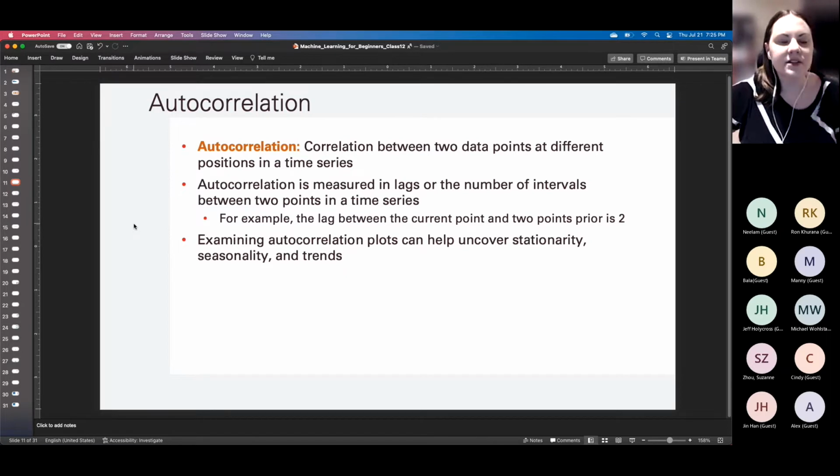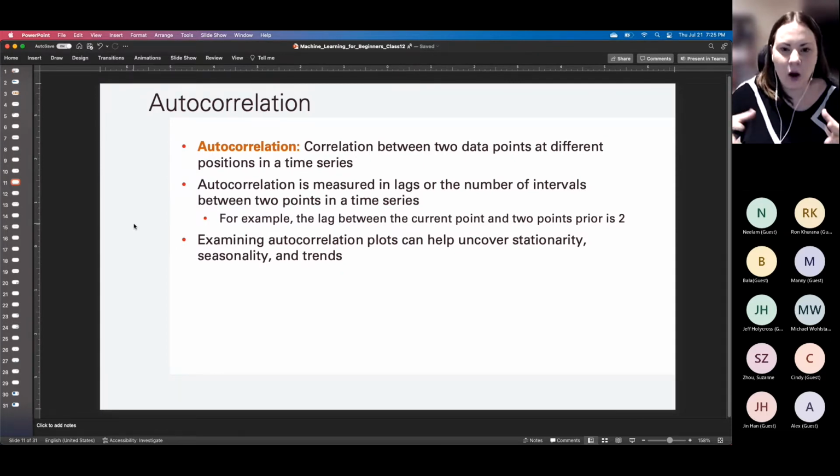So I'm going to talk a little bit about autocorrelation before we get into the next plot, because it comes into play here. Autocorrelation is correlation between two data points in different positions in the time series. Coming back to the lags, autocorrelation is measured in lags, or the number of intervals between two points in a data series. For example, the lag between the current point and two points prior is 2. If it's the point after the current point, the lag is 1.